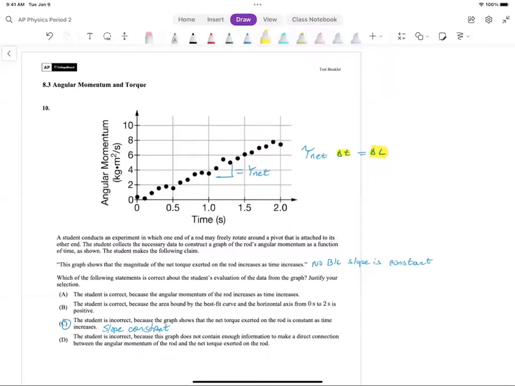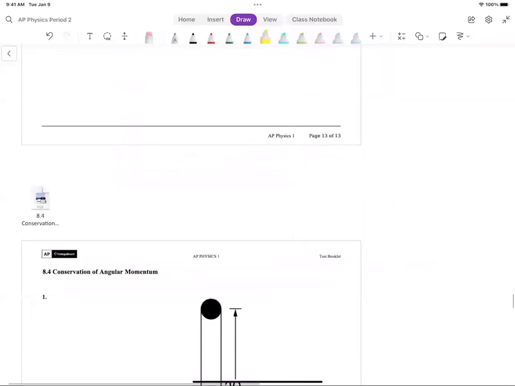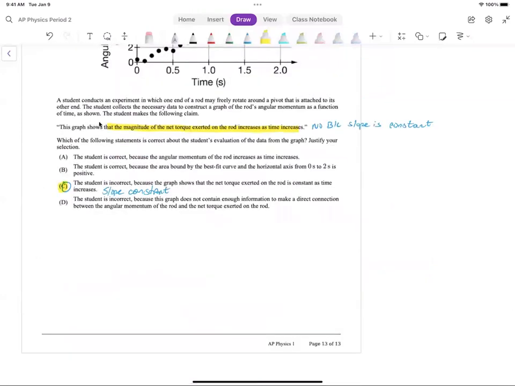The student makes a claim. The graph shows that the magnitude of the net torque of the rod increases as time increases. And that is incorrect because the slope is constant. That means the net torque is constant, and that is why the answer is C. And that is the end of this explanation video.